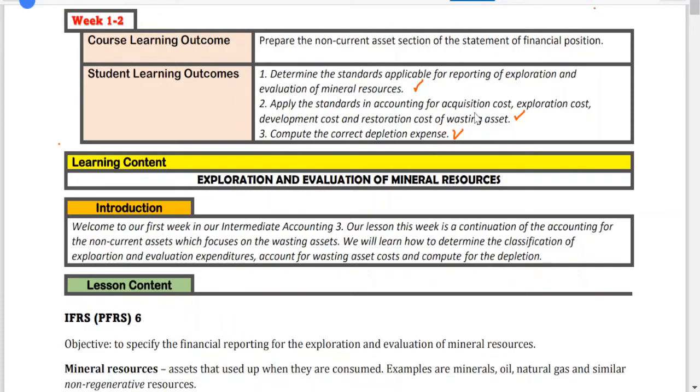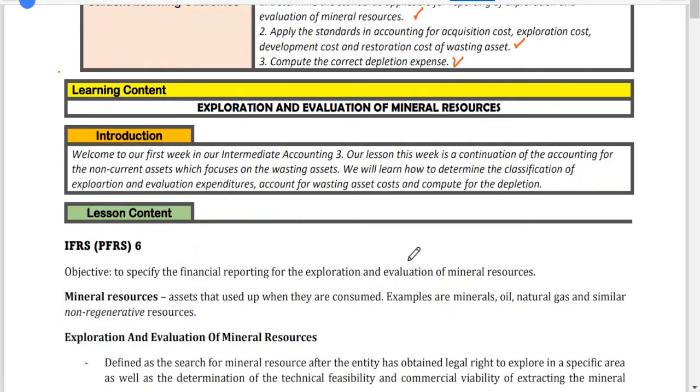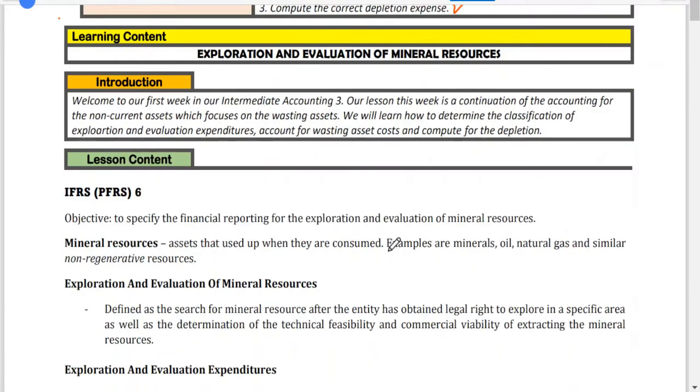So let's proceed. The accounting for the exploration and evaluation of mineral resources is embodied in IFRS or PFRS 6. If you can recall, the IFRS stands for the International Financial Reporting Standards, and its counterpart here in the Philippines is the Philippine Financial Reporting Standards, thus PFRS. So what is IFRS 6 all about?